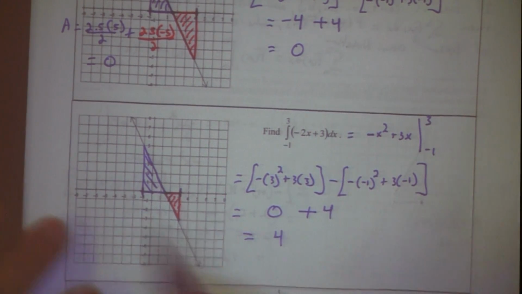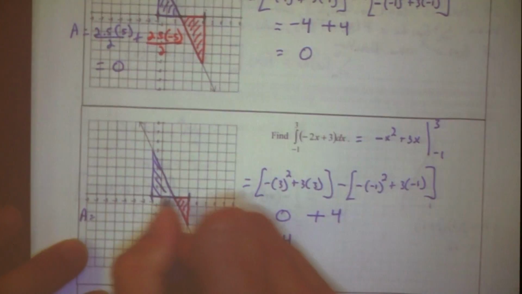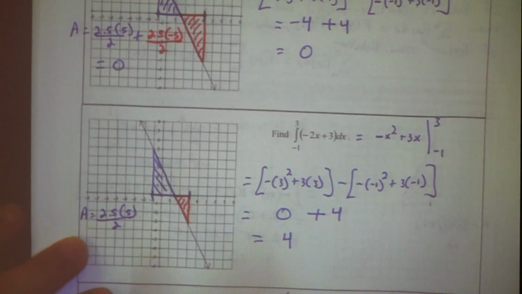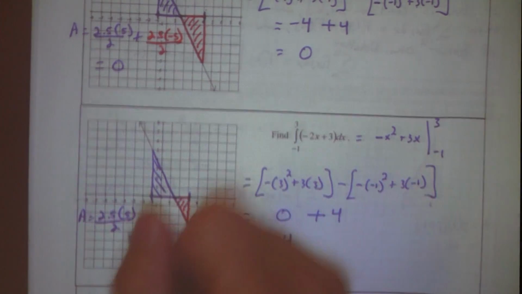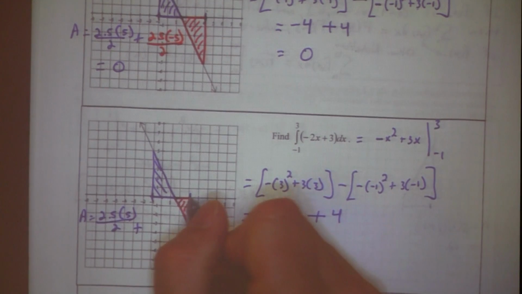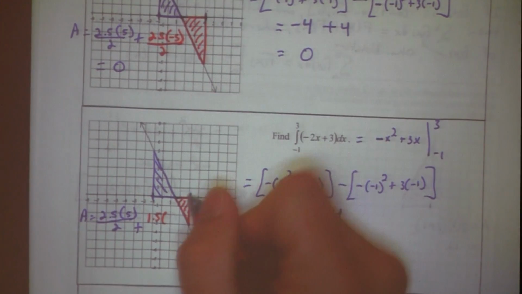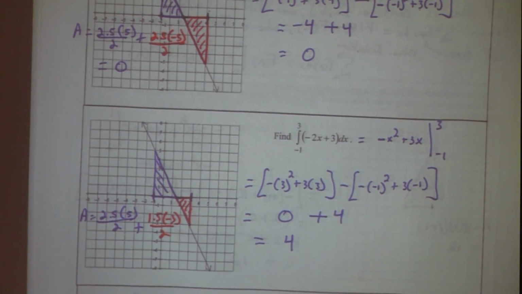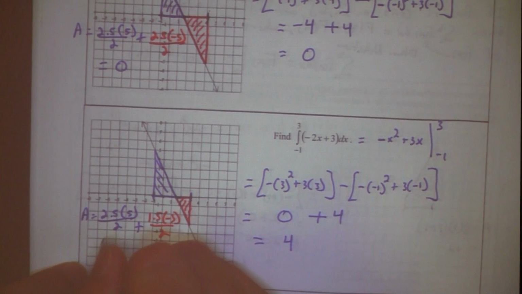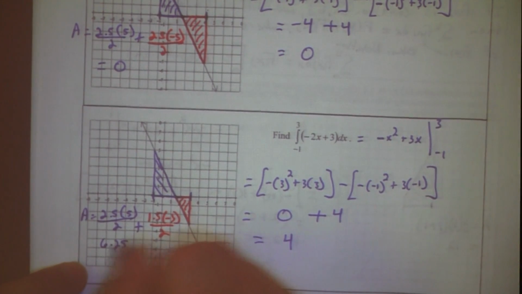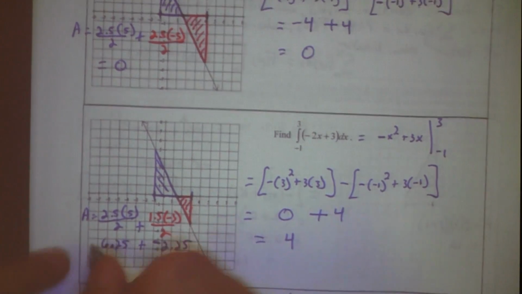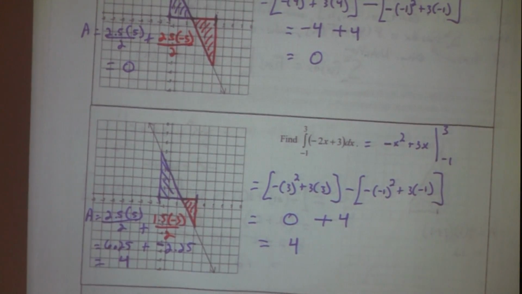So on this one we would get 2.5 times 5 divided by 2, plus, this one's going to be 1.5, right? Times negative 3 divided by 2. That would give us, I think, 6.25. And then this one would give us negative 2.25. So it ends up being what? 4.